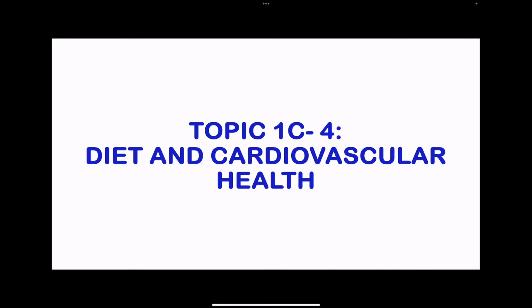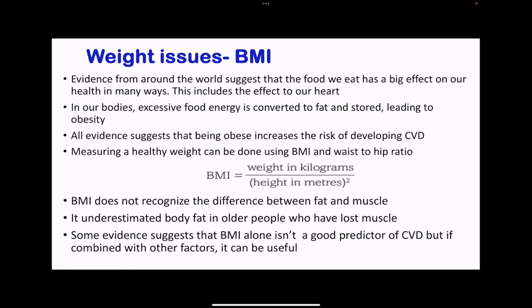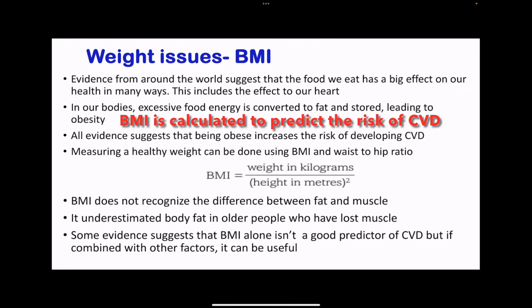In part 4, we're going to be looking at how diet affects cardiovascular health. Here we're going to be considering BMI as well as waist to hip ratio as measures of the risk of CVD. BMI is also called the body mass index. Scientific evidence suggests that what somebody eats affects their health. In our bodies, if we have excess food, this can be converted into fat and stored. And if not metabolized, some of this fat as well as cholesterol could build up in blood vessels. So BMI can be measured to estimate if somebody has a higher risk of developing CVD or not.